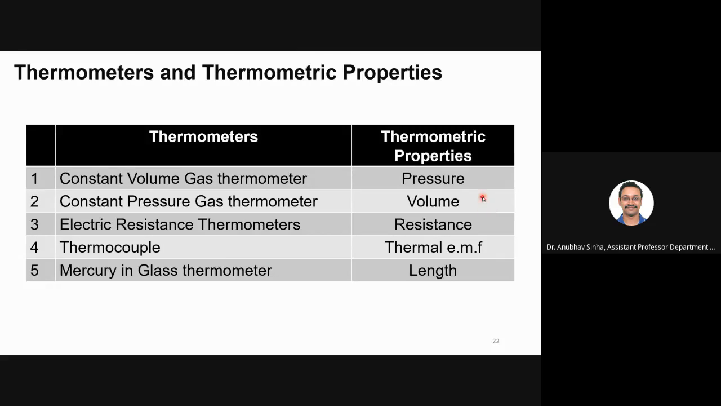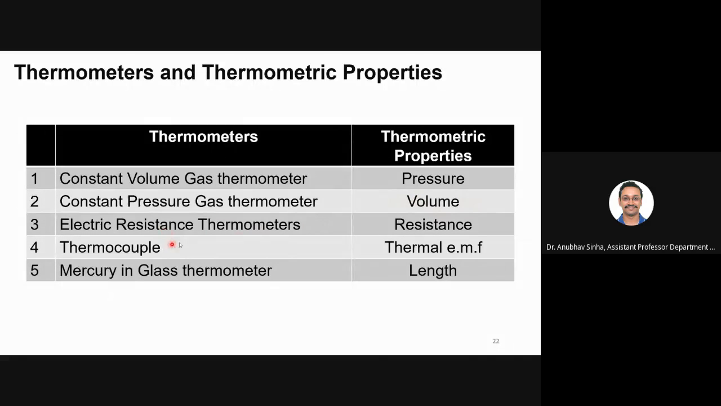So these are the thermometric properties which we measure. We'll see this in next slides. When we have a constant volume thermometer, when we heat it, the volume remains constant, but the pressure changes. So we can measure the pressure and then calculate how much temperature has changed. Similarly, we can have a constant pressure thermometer where pressure is held constant, but while heating, your volume will change. So we measure the volume.